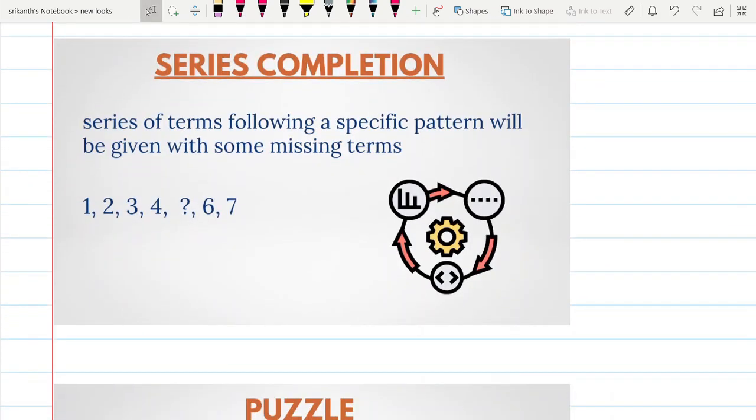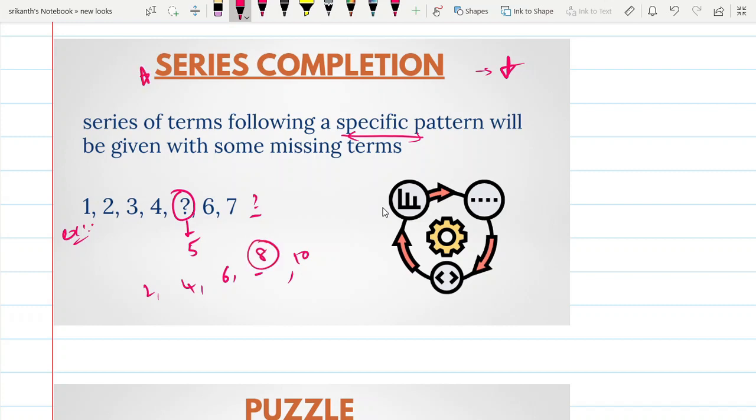The next form of question is series completion. In series completion, they follow a specific pattern, and you will be asked to find the missing term. If you see the series here in the example, we have given 1 2 3 4 5 6 dash 6 7. So what will come here? 5 will come. Likewise, it can be 2 4 6 dash 10. So what will be there? 8 will be there. So these are the series completion question types.